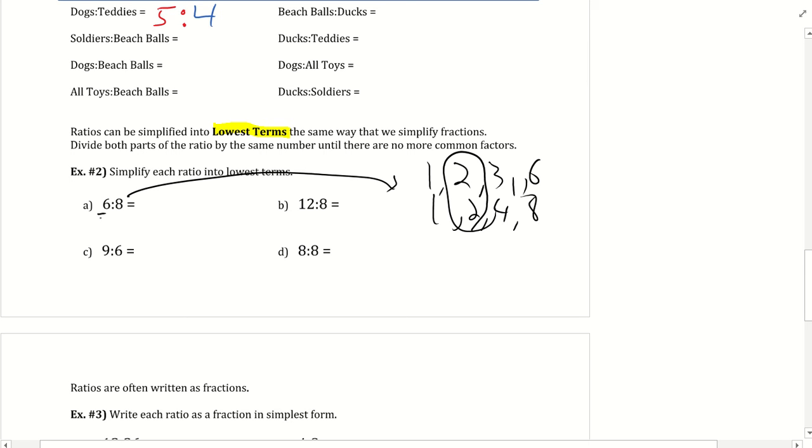So if we divide 6 by 2, we get 3, and if we divide 8 by 2, we get 4. So the lowest terms in this ratio would be 3 to 4. Try the rest and see how you make out.